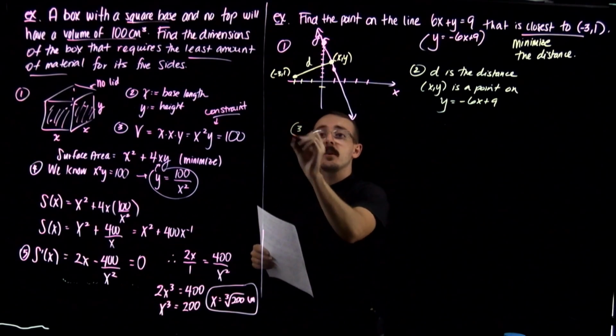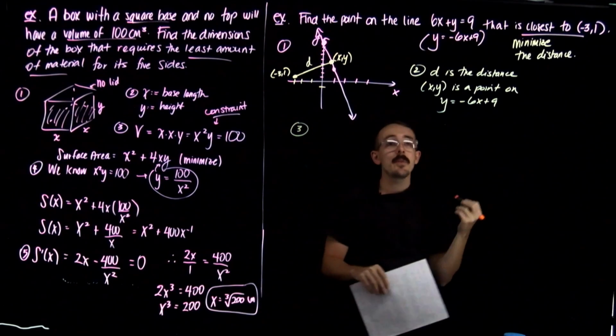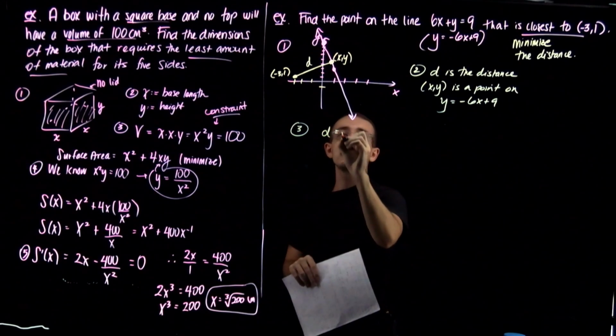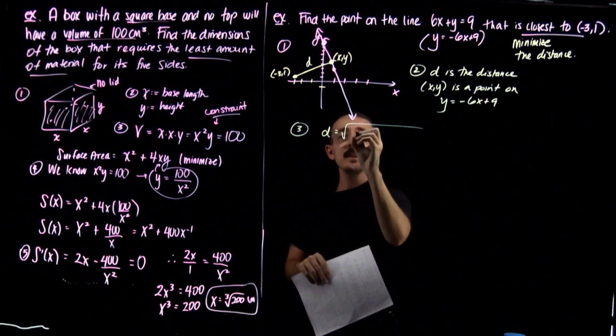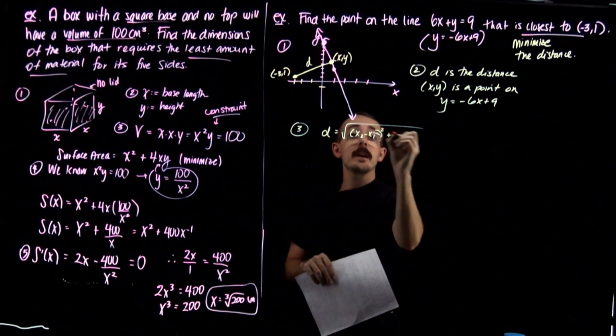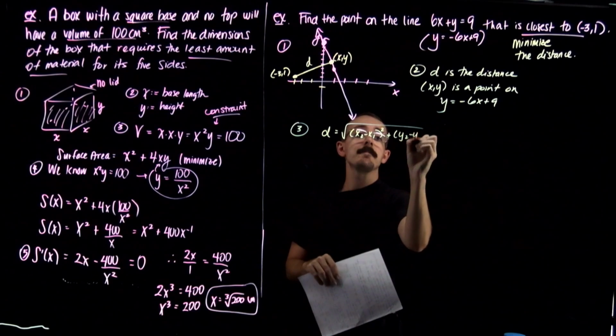Let's take a look at the equation now. So the distance has its own formula. Distance is equal to the square root of x2 minus x1 squared plus y2 minus y1 squared.